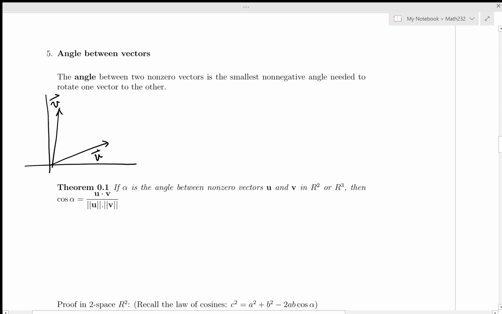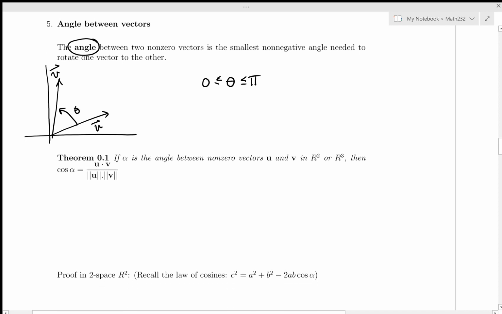And I'm going to define or tell you what I mean when I use the word angle. When I use the word angle between these two non-zero vectors, what I mean is the smallest non-negative angle needed to rotate one vector to the other. So what I'm thinking here is this angle right here, theta. That's the smallest non-negative angle that I would need to rotate u such that it landed on v. So in this definition of the angle between two non-zero vectors, this value theta is going to have to be between 0 and pi.